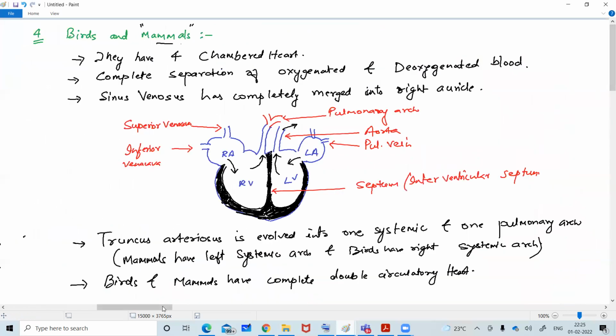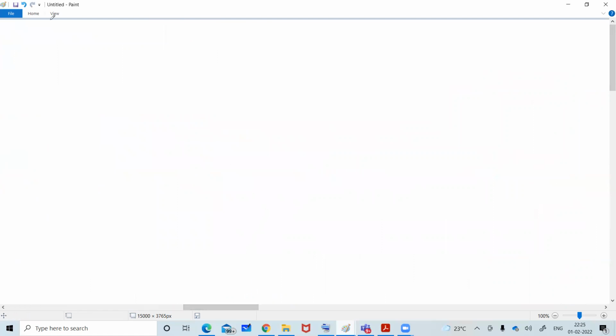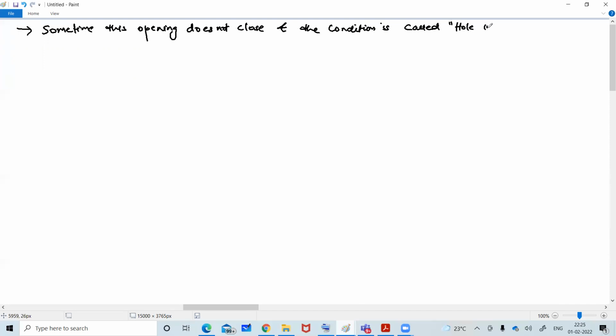Now let me change the slide. So we'll continue with that point, saying that sometimes this opening remains as it is. This opening does not close, and the condition is called, do you know the name? No. Hole in the heart. Commonly we call this hole in the heart. So if there is any septum defect, either in the interauricular septum or the interventricular septum, we call them a blue baby.